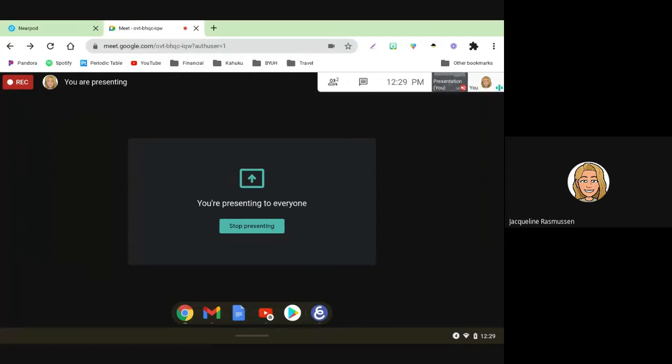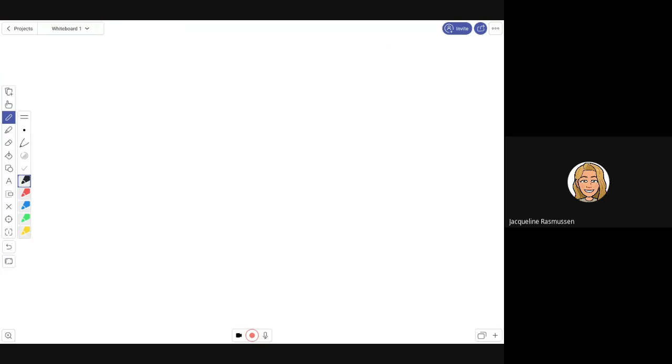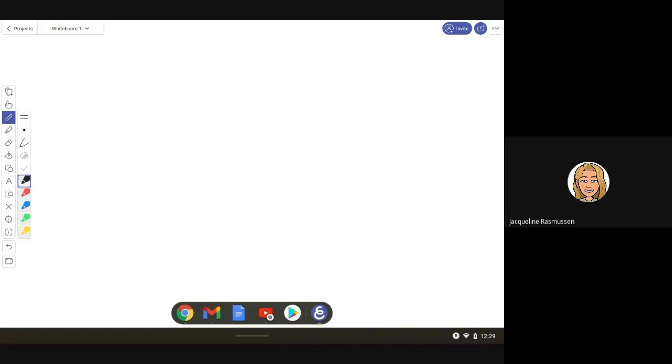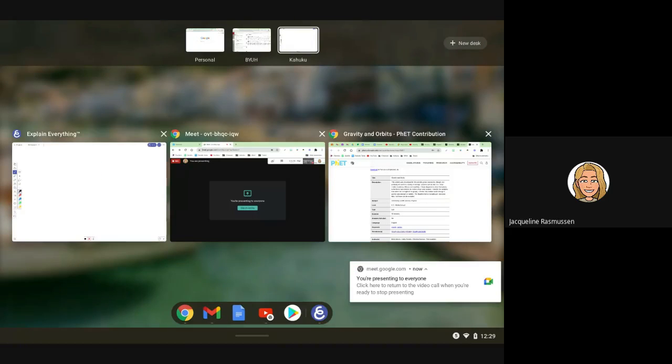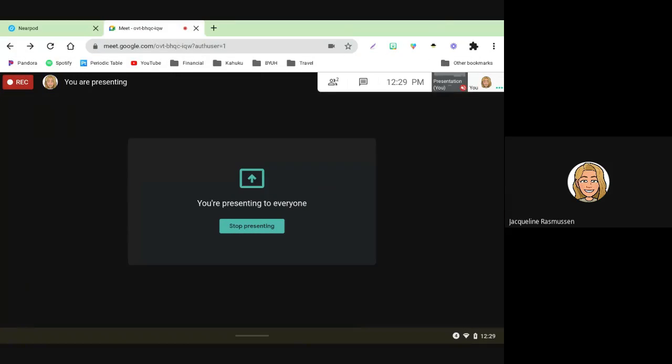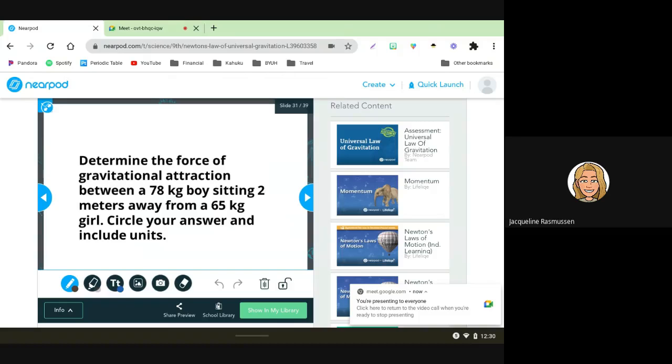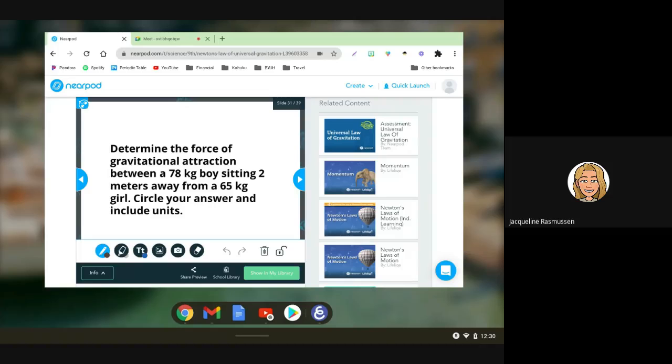Hi, everyone. We are going to do this problem from the Nearpod activity. Determine the force of gravitational attraction between a 78 kilogram boy sitting 2 meters away from a 65 kilogram girl. Circle your answer and include units. So we're going to go ahead and do this one together.